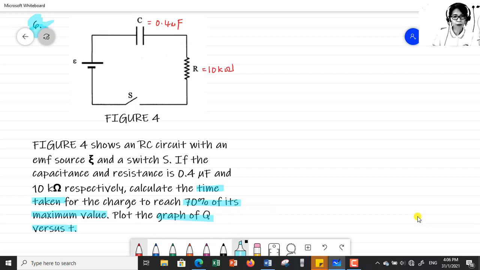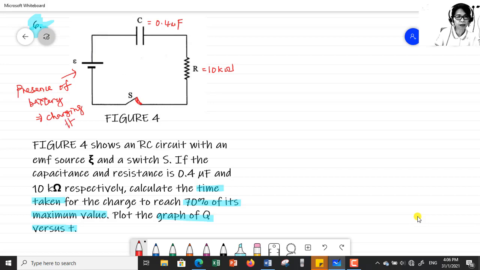So class, when we close the switch, we know that our capacitor and resistor are connected to a battery. The presence of the battery in the circuit means the capacitor is connected to the battery. It tells you that we are going to be charging the capacitor. So the capacitor will get charged. So we want to find the time taken for the charge to reach 70% of its maximum value.